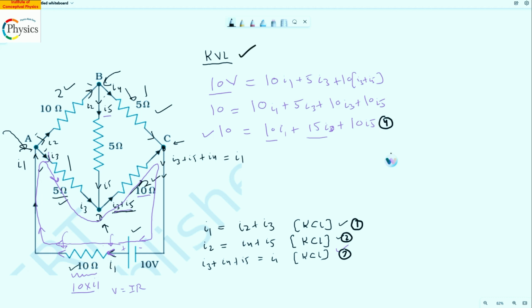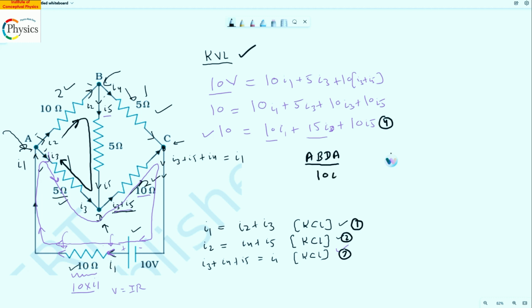So let's say we have applied KVL once. Let's select one more loop. I would like to select this loop now. This loop, you don't have a choice, it cannot have a battery. The loop I've selected now is the loop A B D A. Again, I'm applying KVL because I know KVL has to be used. So if I apply it to loop A, B, D, A, what does it give me? If I'm moving in this direction, this is I2, 10 into I2.